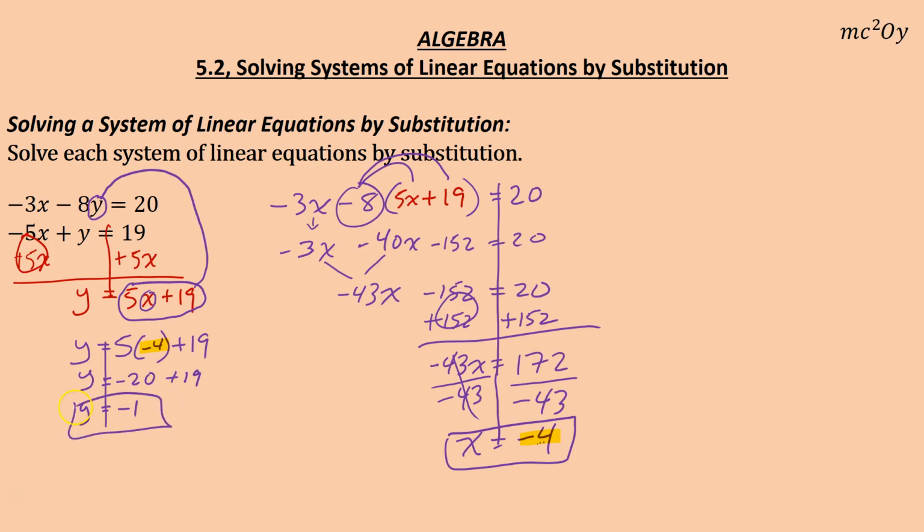Okay, so I have the ordered pair. X is -4, y is -1. And you can check it, but it will check out there.